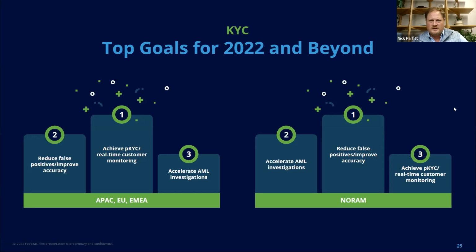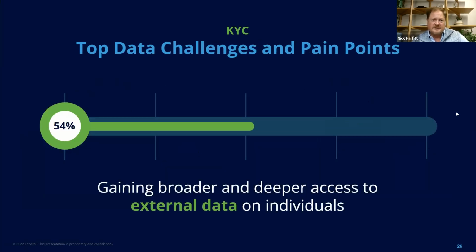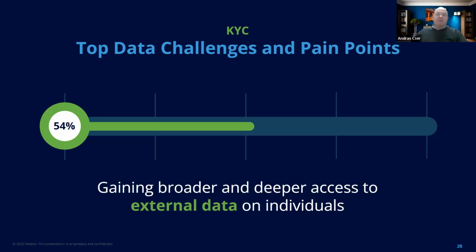Okay. Next slide, please. Yep. So, top data challenges and pain points. Gaining a broader and deeper access to external data on individuals. That was 54%, which again is not surprising. If we're trying to achieve pKYC, then there is a heavy reliance generally on external data for the validation processes, and again having it in a timely manner, a timely format, and what that means to the organization, the operations. Especially external data, also, like I said, consortium data, right?